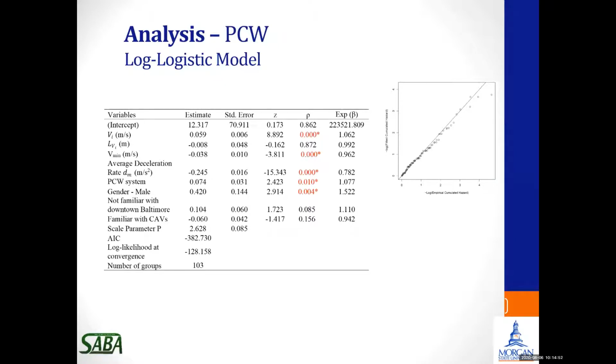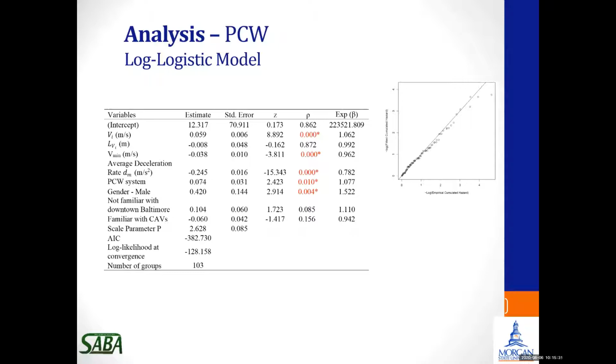These are the results in here. As you see, if the initial speed increases, the speed reduction time would also increase by 6.2% because the odds ratio is 1.062. But the speed reduction time would decrease by 3.8% and 21.8% if there is a decrease in minimum speed, or if the average deceleration rate decreases.